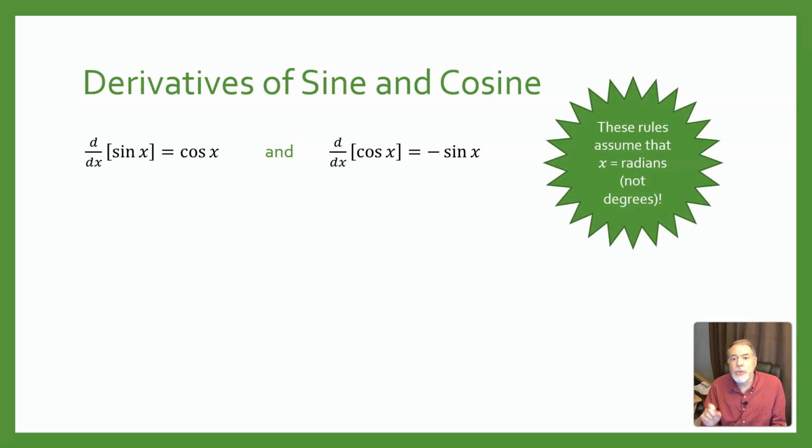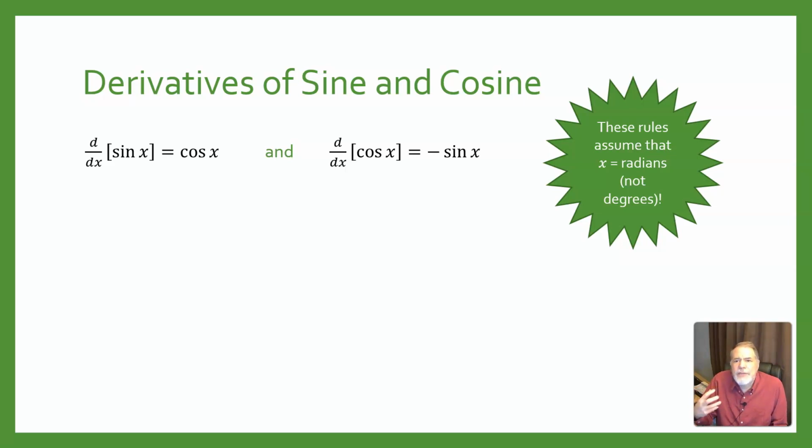And these rules assume that the x, the argument to the sine and cosine functions, refers to radians. So these derivative rules only work out so nicely if you're talking about the sine or the cosine of x radians as opposed to x number of degrees.